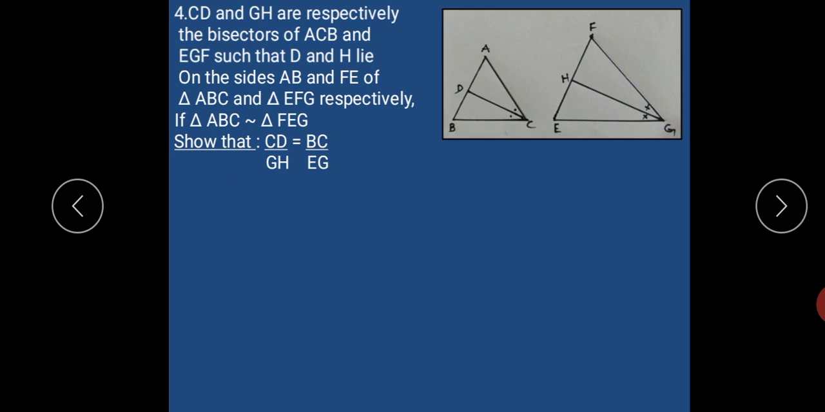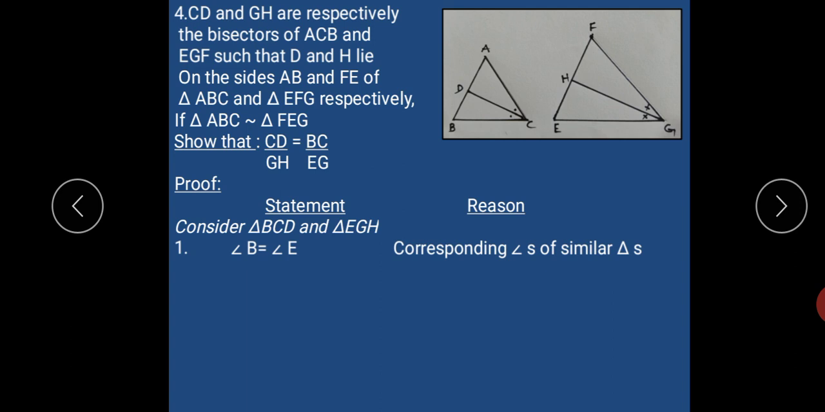CD is the bisector, and GH, again that is a bisector. BC is the base, and EG is also the base. Now original triangles are similar, so we have to consider the two triangles which include the bisectors. Consider triangle BCD and EGH. One angle is equal, B and E, because they are corresponding angles of the similar triangles, as it is given to us that triangle ABC and triangle FEG are similar. Second, again the corresponding angles of similar triangles, that is ACB and FGE.